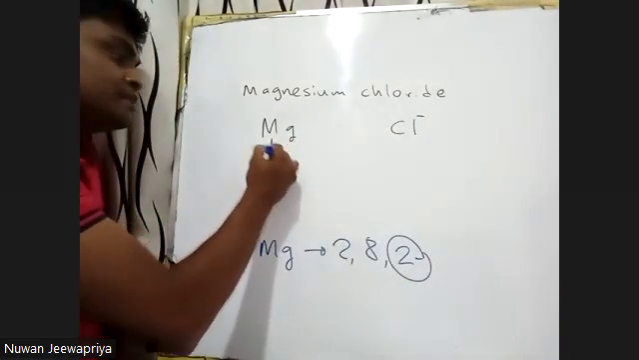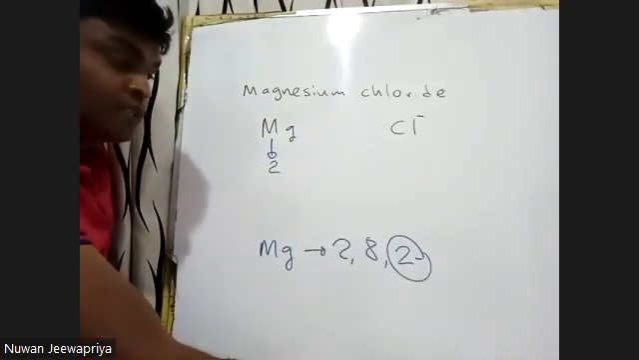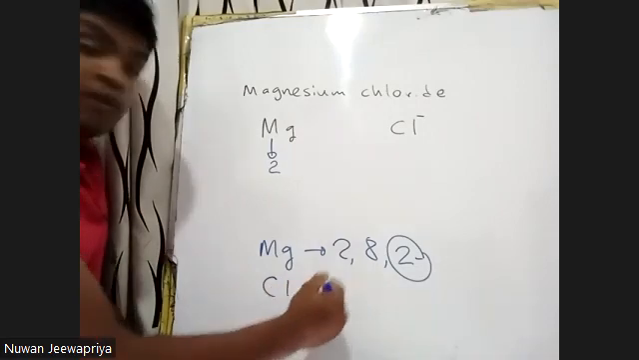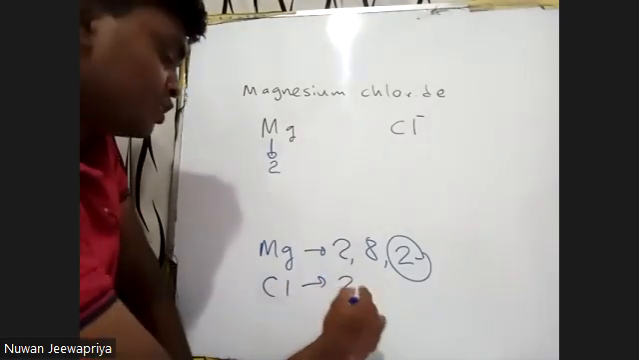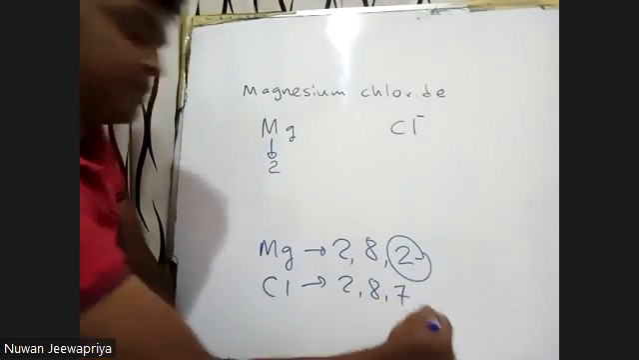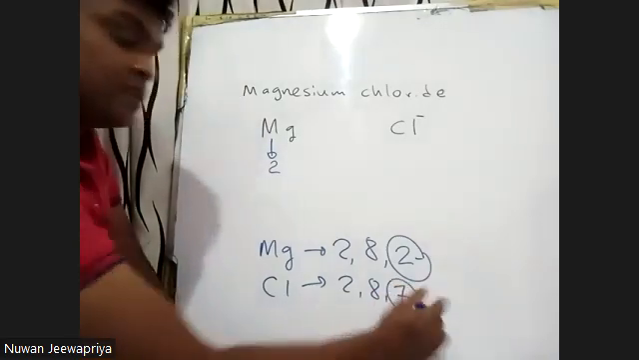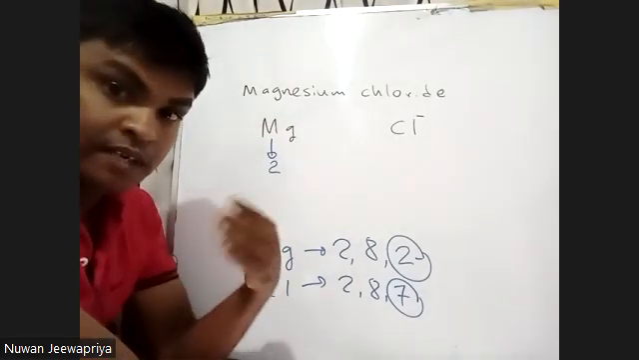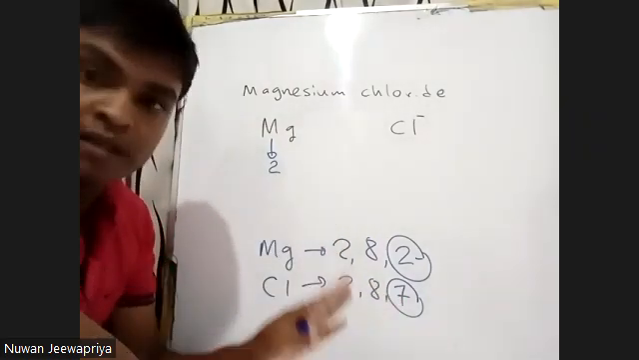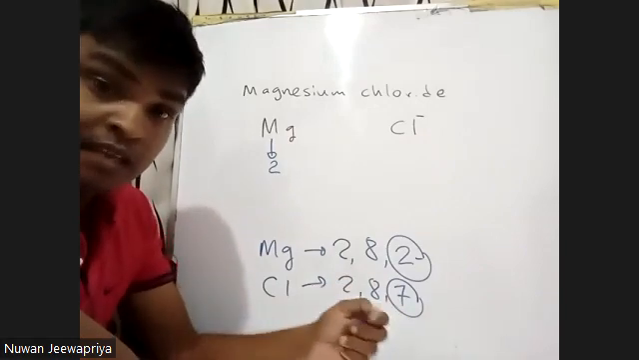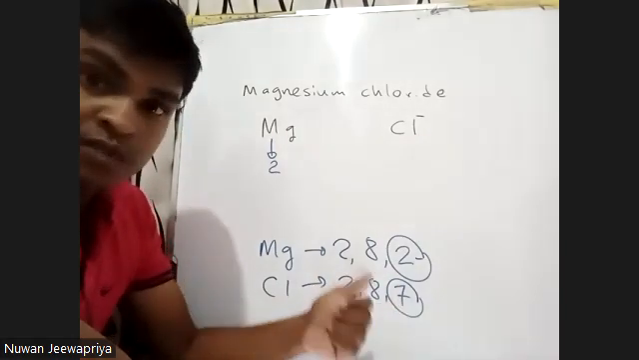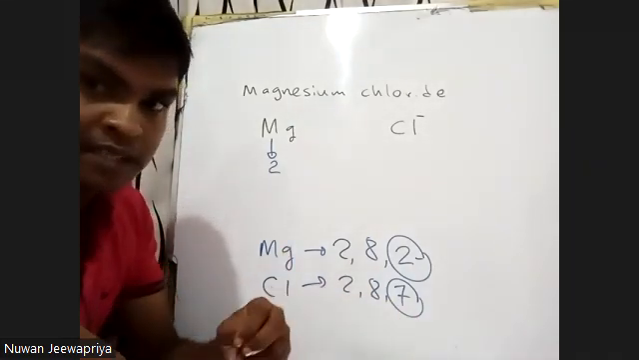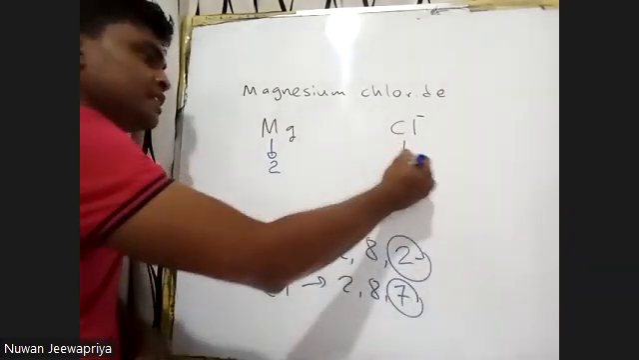So magnesium's valence is 2, because to be stable, magnesium releases 2. Chlorine is 17. How do you write that? 2, 8, 7. How many in the outer shell? 7. How can it be stable? If it releases 7, then 0 are left, which is stable. Or if it gains 1, then the total is 8, which is also stable. What is easier, removing 7 or gaining 1? Gaining 1 is easy. So chlorine's valence is 1.